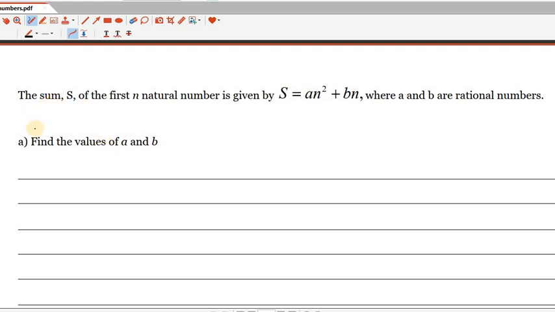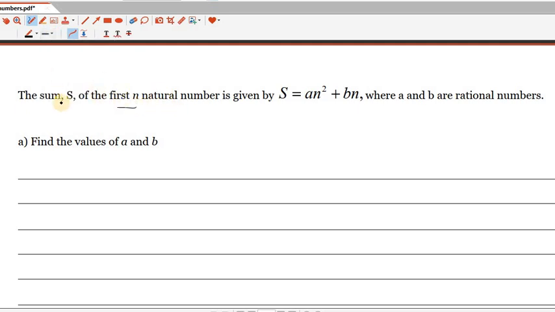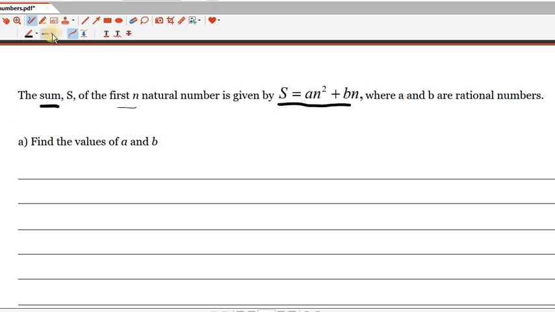Okay, in this video, let's look at how to find a formula for the sum of the n natural numbers. So what does it say? The sum S of n natural numbers is given by this formula: S is equal to an squared plus bn, where a and b are rational numbers. Find the values of a and b.